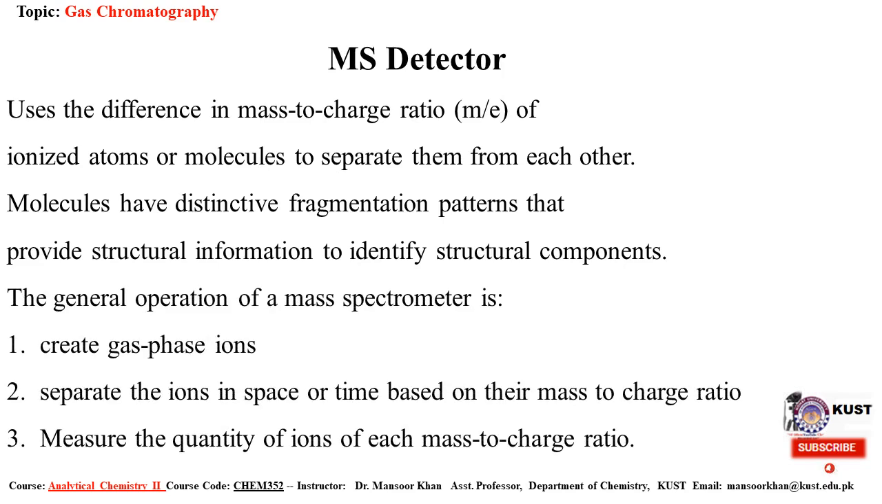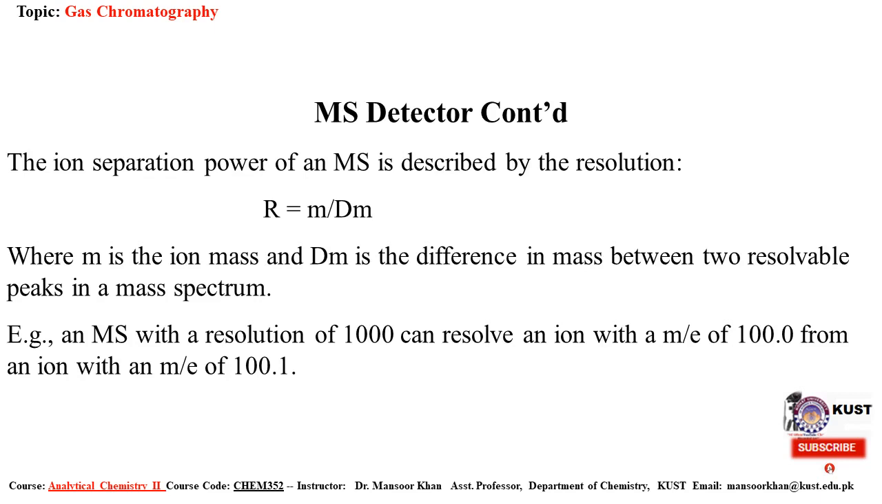The general operation of mass spectrometry is to create gas-phase ions, separate the ions in space or time based on their mass-to-charge ratio, and measure the quantity of the ions for each mass-to-charge ratio. The ion separation power of an MS is described by the resolution, which is R equals M by dM, where M is the ion mass and dM is the difference in mass between two resolvable peaks in the mass spectrum. An MS with a resolution of 100 can resolve an ion with M from an ion with a slightly different mass.